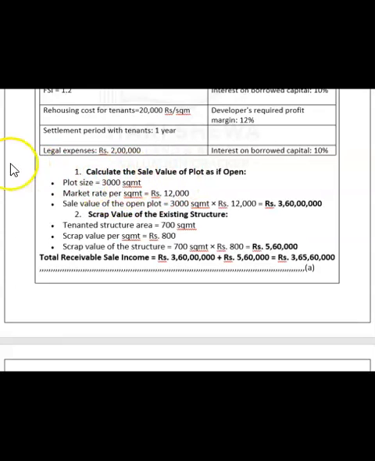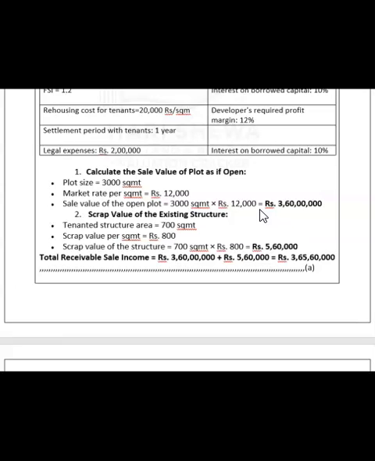First, we have to calculate sale value of plot as is open. 3,000 square meter plot, market rate is 12,000. So total 360 lakhs plot value. If there was no tenant on the plot and the building is completely empty, then the landowner gets 360 lakhs. But due to there being a 700 square meter structure there, tenants are staying as per the Rent Control Act. So it is not possible to vacate the buildings.